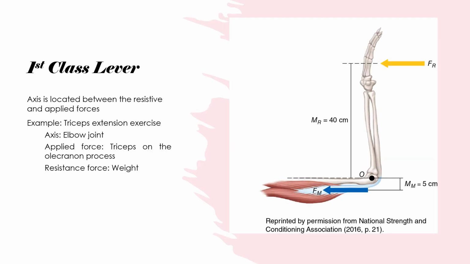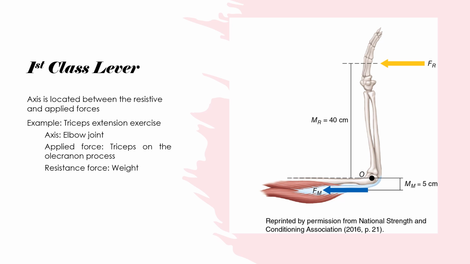Lever systems are categorized into 3 classes based on the relative positions of the force, fulcrum, and load. This is an example of a first-class lever, the forearm, where you're extending the elbow against resistance. A first-class lever is a simple machine consisting of a rigid bar or beam that pivots around a fulcrum, or the elbow, or pivot point.